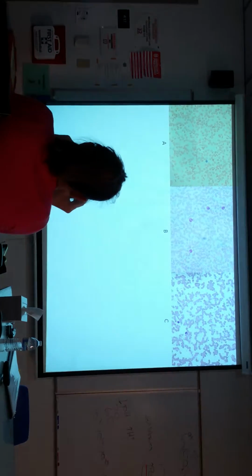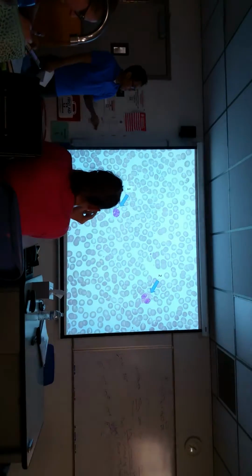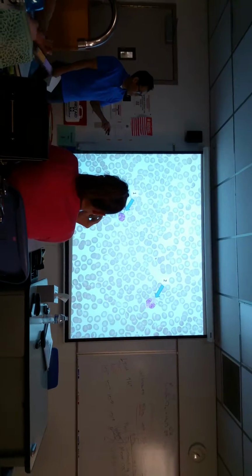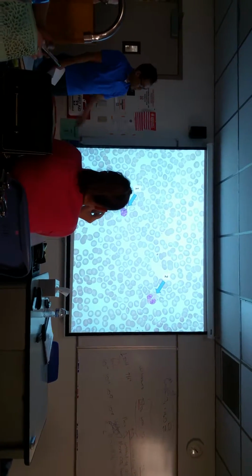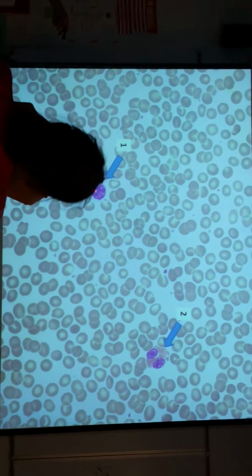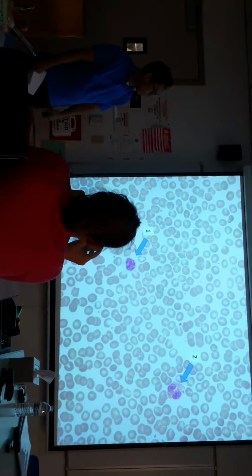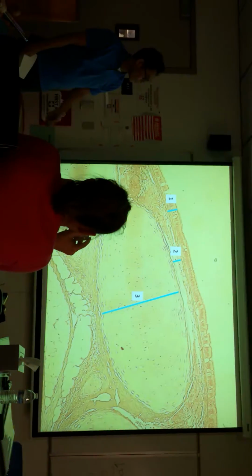If you want a second look at this, we have the slides in the lab. I have the pictures here for you. These are pictures from those slides. I didn't get them from the internet. Okay, two different cells here. Eosinophil: I see the red granules, I see the bilobed nucleus. This is lymphocyte. It's kind of the same color as monocyte, but notice that the nucleus is not kidney shaped. It's round, with just a little rim of cytoplasm.